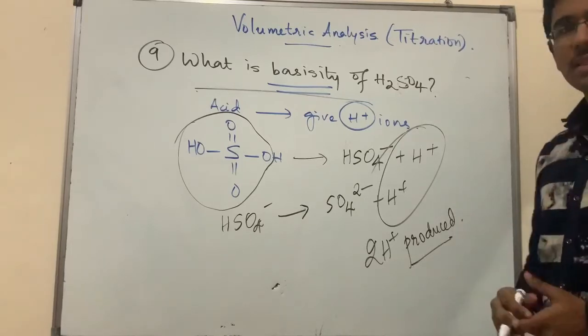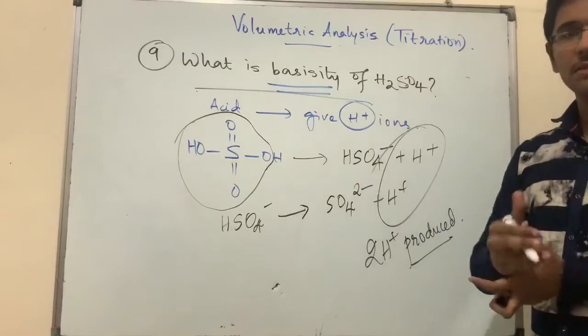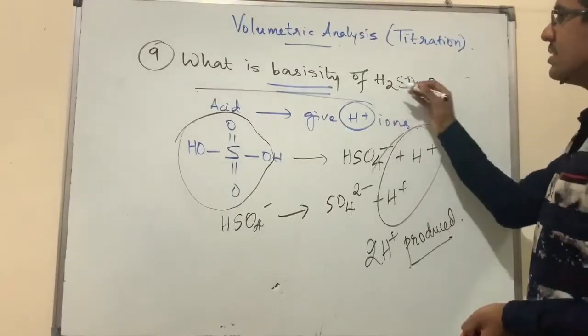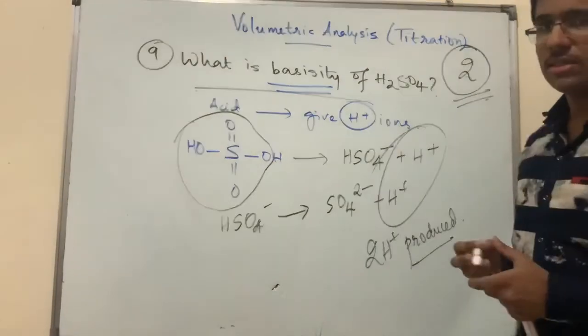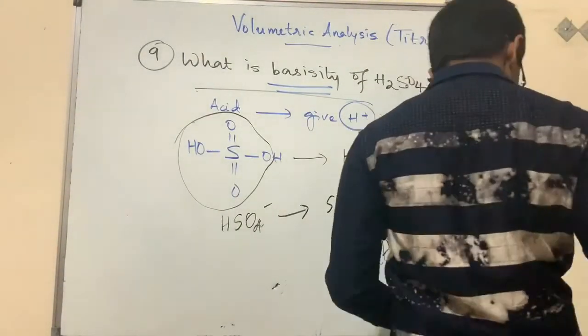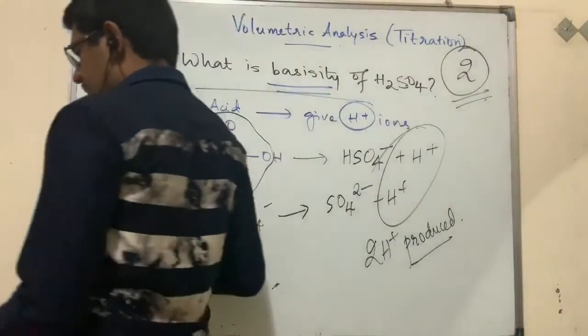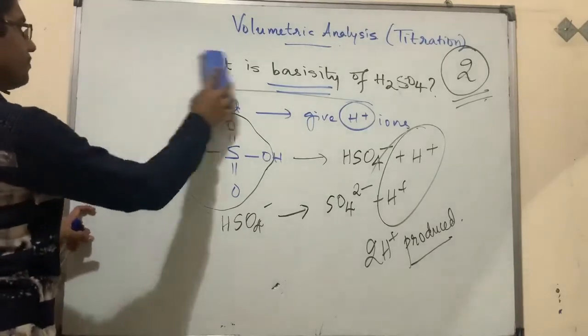If 2H plus is produced, that is its basicity. Basicity is nothing but how much H plus is produced. So it is 2. So the basicity of H2SO4 is 2. This you have to say: the basicity of H2SO4 is 2. It's a dibasic acid. Okay, this is your 9th question, and let's see another question.